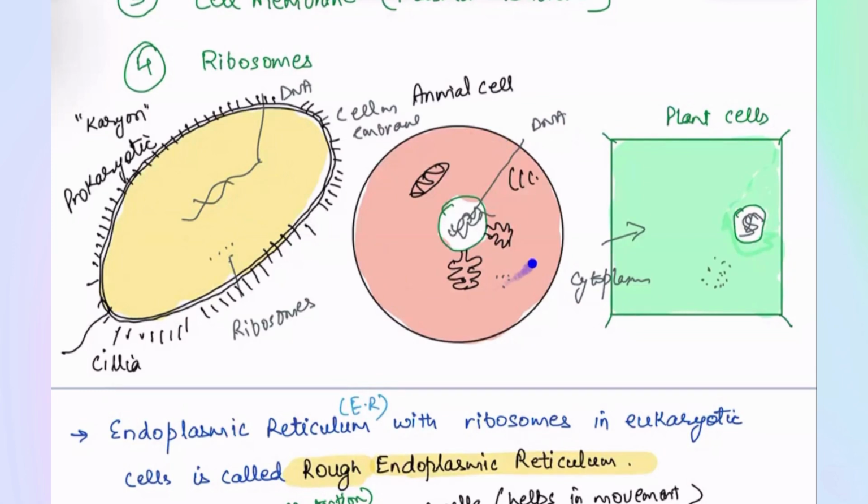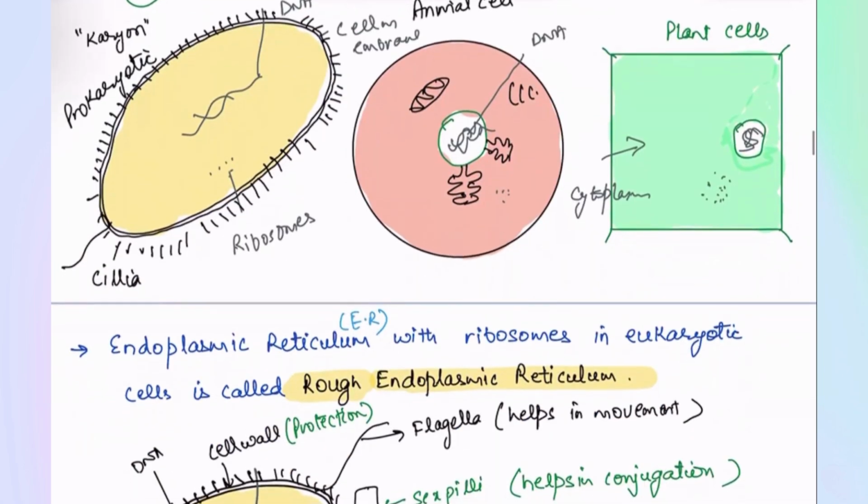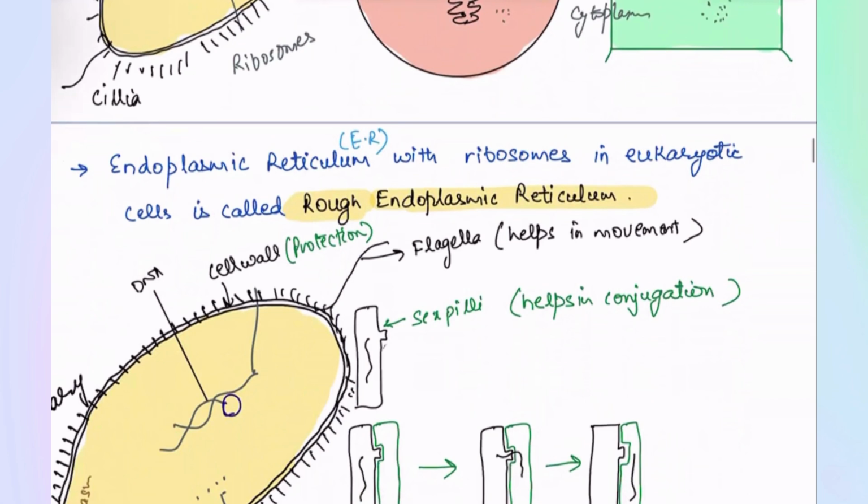Now moving on to the eukaryotic cells. Whether an animal cell or a plant cell, both of them have membrane-bound organelles and a nucleus, as well as the plasma membrane. Plant cells have a cell wall, which is usually not present in animal cells, but this cell wall is different from the cell wall of prokaryotes. The cell wall of plant cells is made up of cellulose. Inside animal and plant cells are endoplasmic reticulum with ribosomes. The one which has ribosomes is called rough endoplasmic reticulum, and the one without ribosomes is called smooth endoplasmic reticulum.